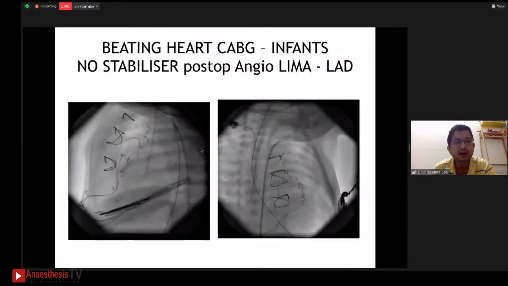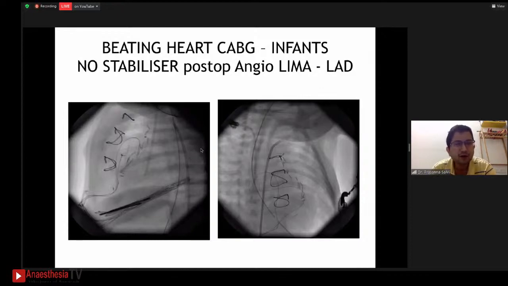So this was also when we were doing an arterial switch operation. It was difficult to come off bypass because there were some ST changes in the anterior leads. So we decided to take out the Lima in a 1-month-old child and anastomosed it to the LAD, and then we could successfully come off bypass in this case.